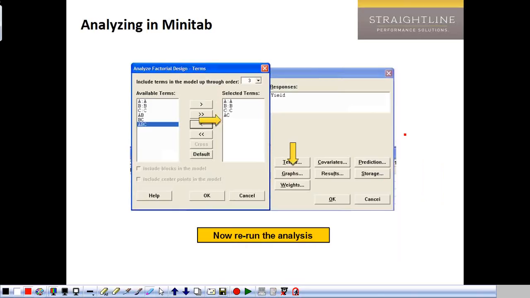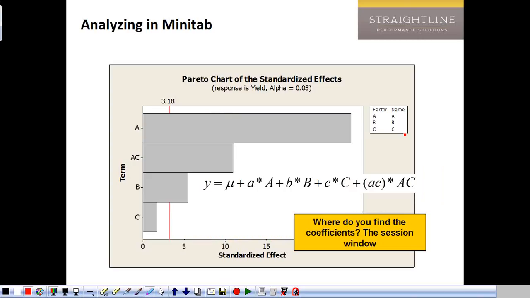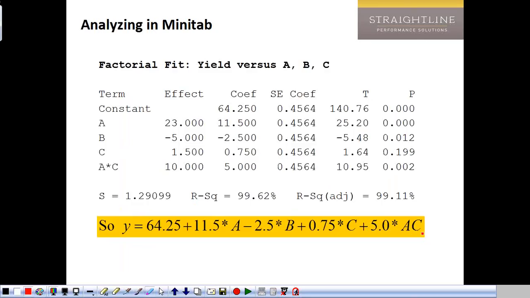So that's going to force us to look at all the main effects and the interaction that's significant. Okay, there's our model, and we can see that A, B, and AC are significant. Now notice I kept all the main effects when I redid it. And that's it. So here comes our model then, and we can use it, and you'll see it's exactly what we had before.